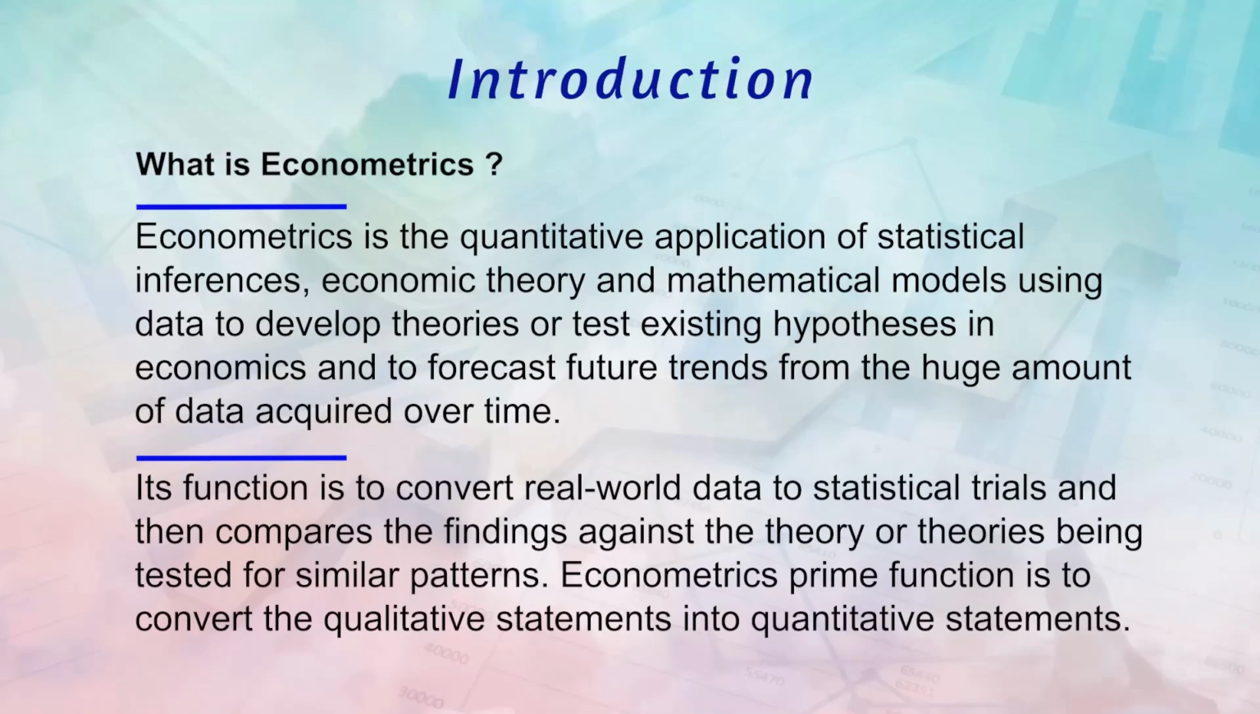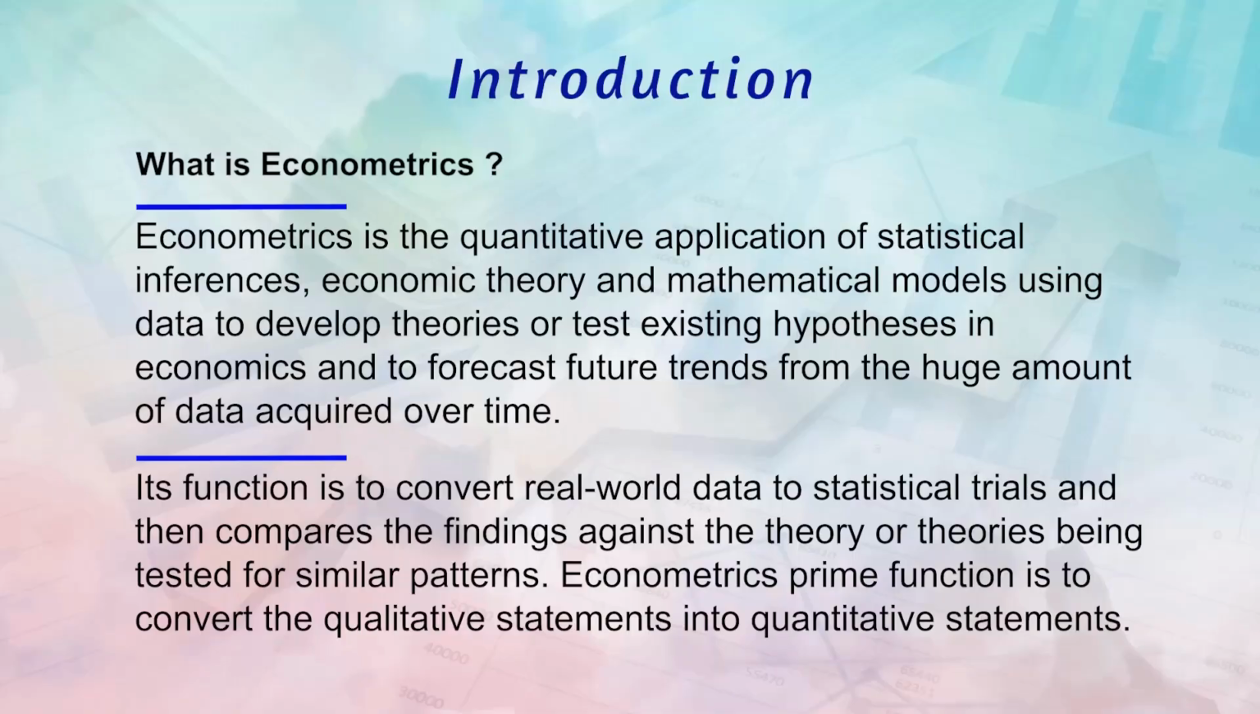The function of econometrics is to convert real world data to statistical trials. For example, whenever data is collected on any particular phenomenon, the data has lots of information in it. That information is brought to the forefront and thereby the statistical trialing is done. This also takes care of the theories that are to be validated. Moreover, econometrics converts qualitative into quantitative statements. By qualitative, we mean responses which are in characters, and by quantitative, we mean numbers, or how it can be expressed numerically.